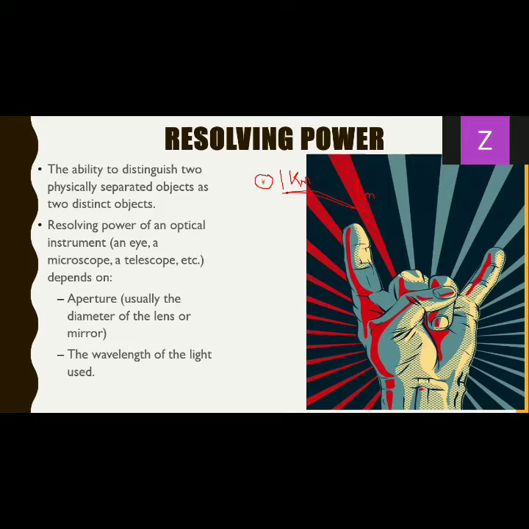So this means that we are not able to resolve. Here it is not resolved and here it is well resolved. So the first case we consider as well resolved objects, and this is the case which we consider as not resolved or unresolved objects. So this is the part which we have seen.